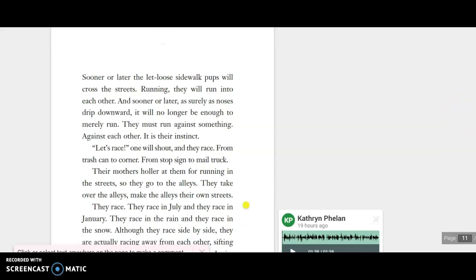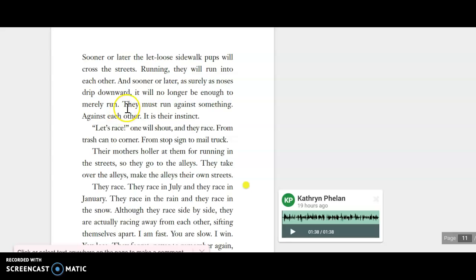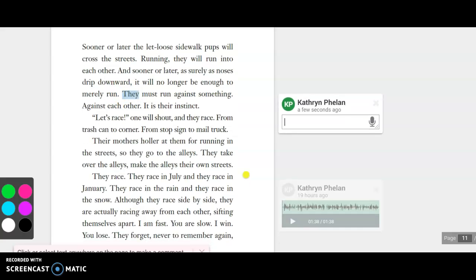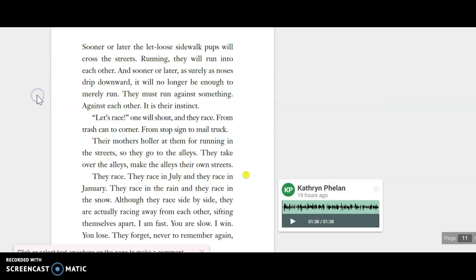It is their instinct. So I'm already starting to formulate an opinion. And I think that they being used over and over again was not a mistake on the part of the author. He's making a separation between Zinkoff or the narrator and whoever they are. So there's this us versus them almost mentality.